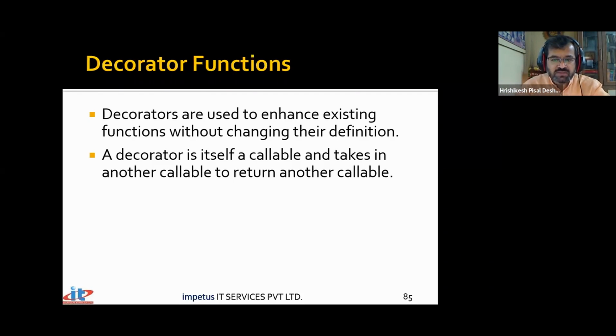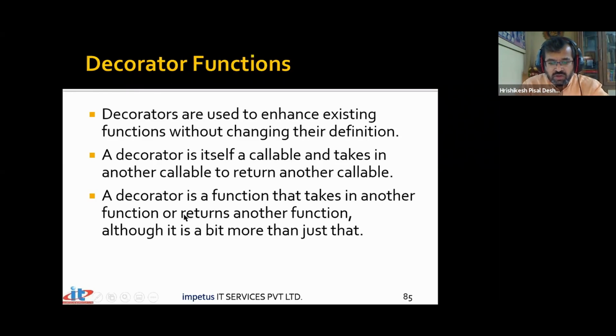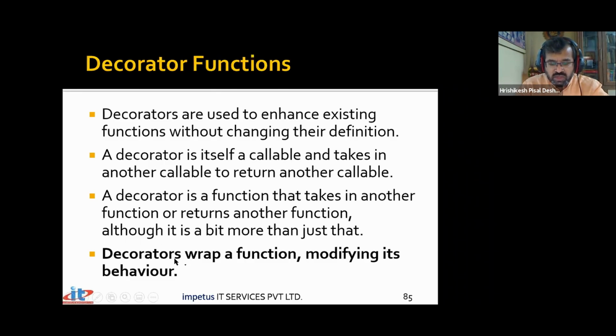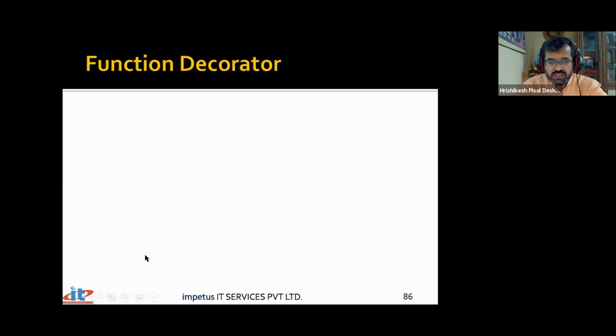So it is similar to a closure. Yes, it is a closure, but we are going to use it in a slightly different fashion. A decorator is a function that takes another function and returns another function, although it's more than just that. Let's see what it can do more. A decorator wraps a function, modifying its behavior. This is what we need to understand. That is something more that the function earlier did not do. Now your function is going to carry out those additional operations as well.